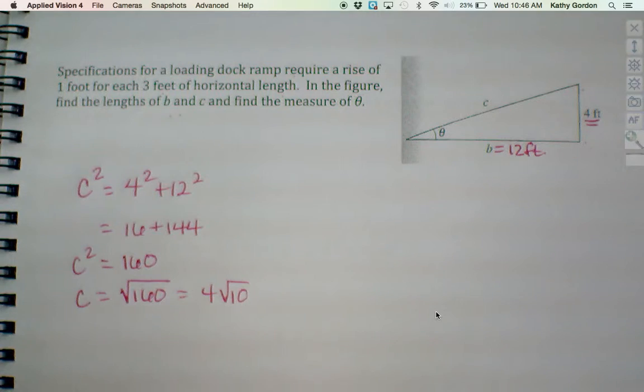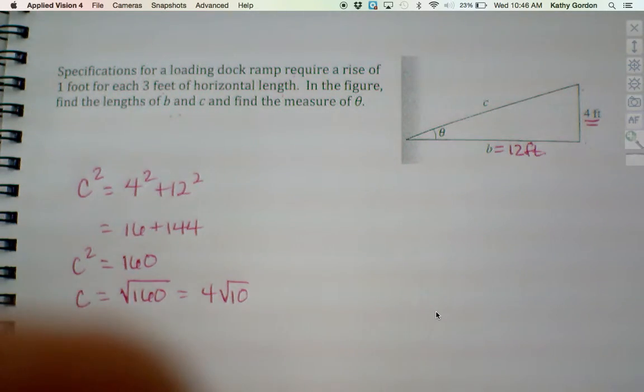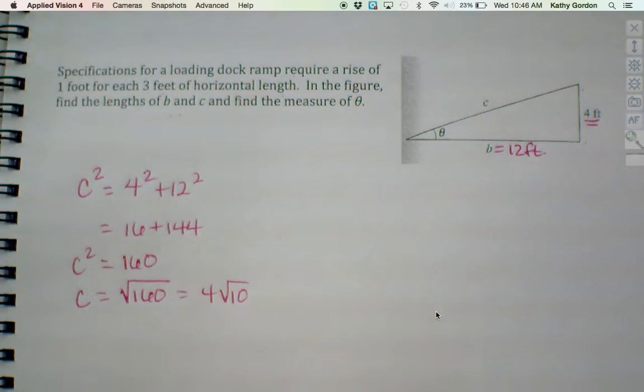Okay, so someone shows up pushing their grandma in a wheelchair, and you're standing by this ramp and they say, "Oh man, a ramp. Excuse me, can you tell me how far up this ramp I have to push grandma?" And you say, "I do. It's 4 root 10." What do you suppose they're going to do?